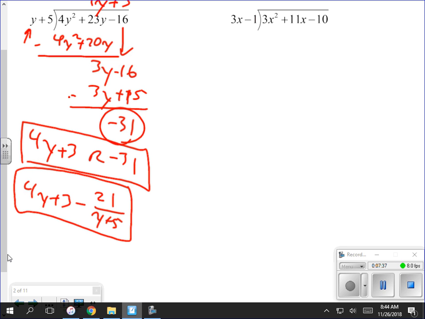I kind of prefer the second one, but I'll take the first one. The reason I prefer the second one is because if I'm going to continue doing work, that's what I need. If I'm going to do more to this problem, if this was just a step along the way rather than my final answer, this is what I want.